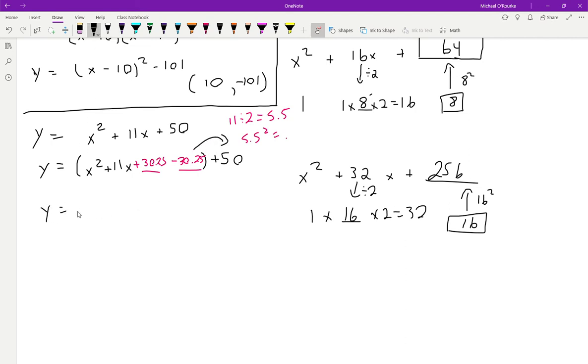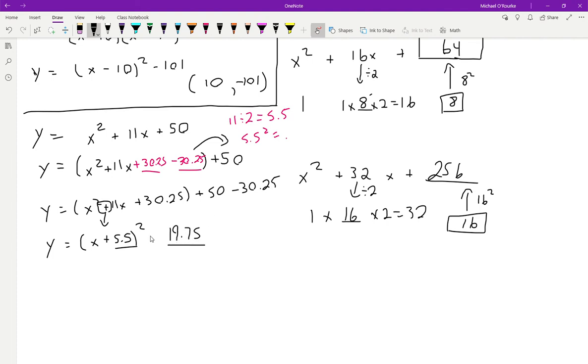Then we take this guy out. x squared plus 11x plus 30.25 plus 50 minus 30.25. Okay. And what number goes in here? The number that you got when you divide by 2. Good. Is that going to be a positive or negative sign? Whatever sign's in front of the x. You put it too early. And what's that? 19.75? Good. So our vertex for this would be negative 5.5 and 19.75.